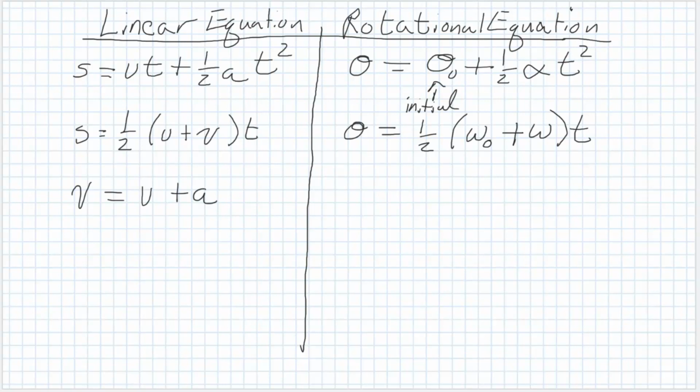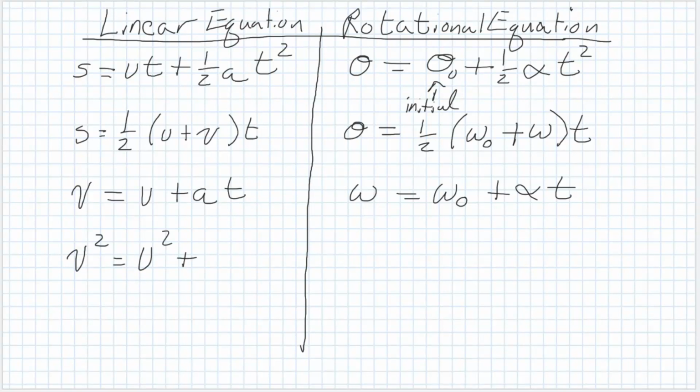The third linear equation you learned was that final velocity is equal to initial velocity plus acceleration times time. We can write a similar equation where the final angular velocity is equal to the initial angular velocity plus angular acceleration times time.